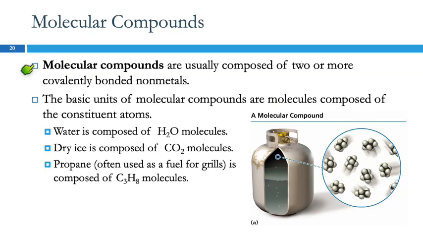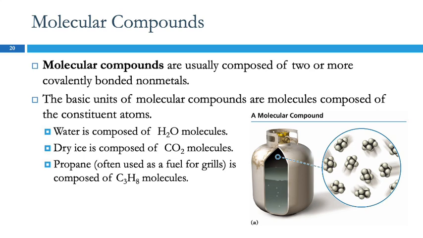Molecular compounds. We talked about covalent bonds, right? Molecular compounds have covalent bonds, and they're going to be nonmetals. So the basic unit of these compounds are individual molecules. Examples are water, dry ice, and propane. Here are the little space-filling models of propane.